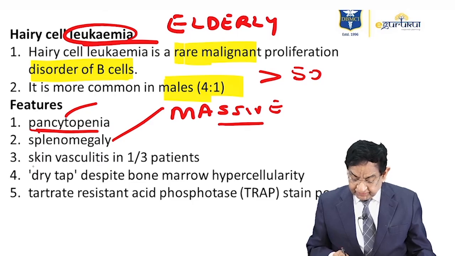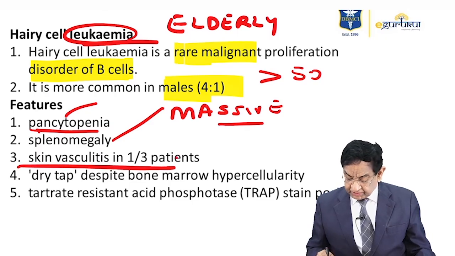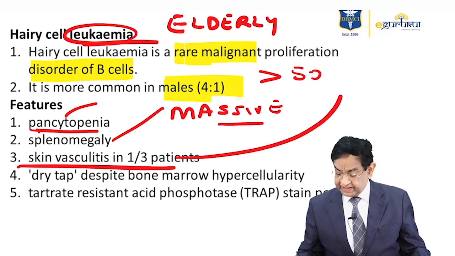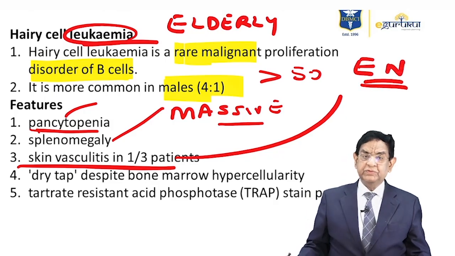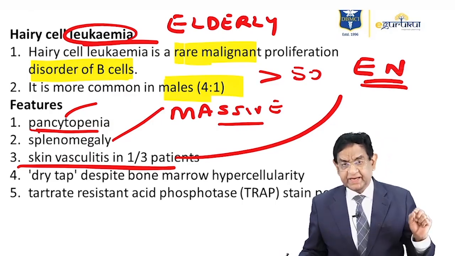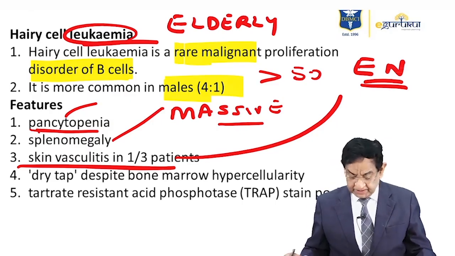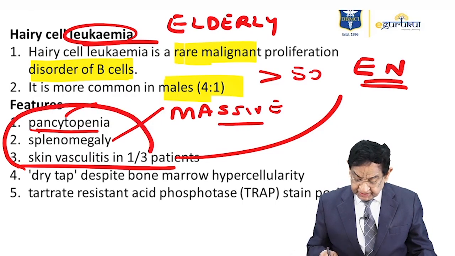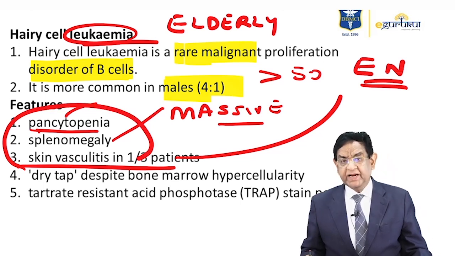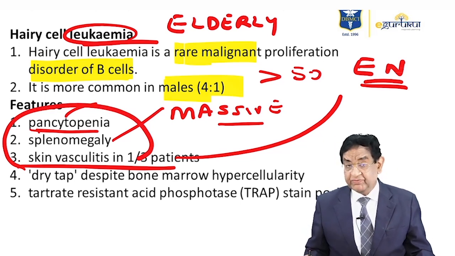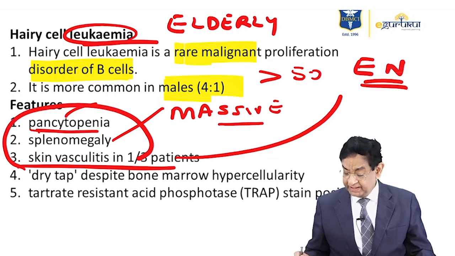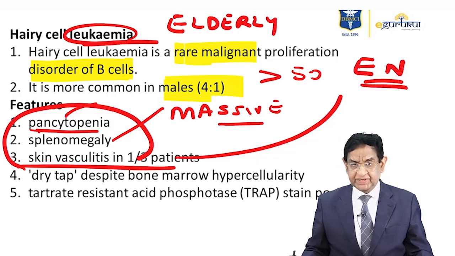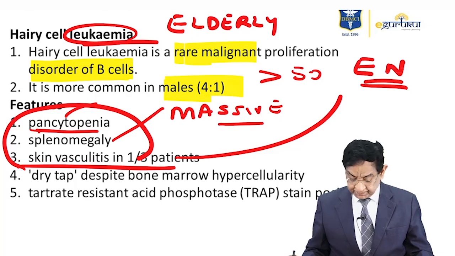And they have vasculitis in 1/3 of the patients and it manifests as erythema nodosum. Of course, it's again a very important feature. In fact, these three things they consider as a triad of hairy cell leukemia: pancytopenia, massive splenomegaly, and vasculitis-like feature like erythema nodosum.